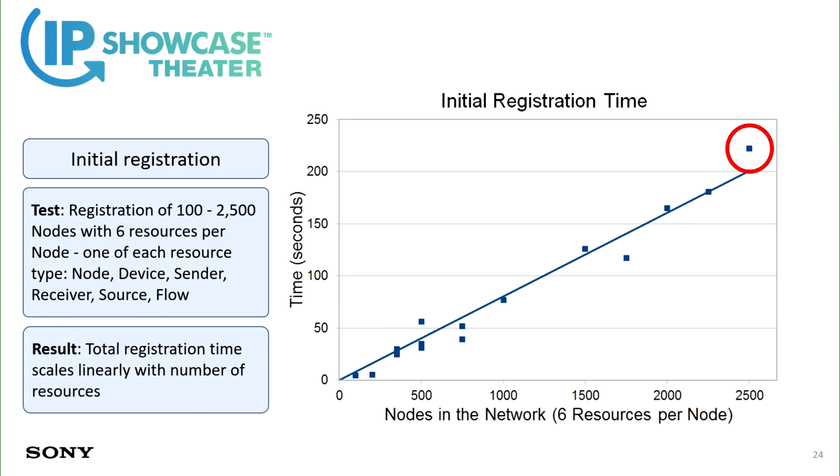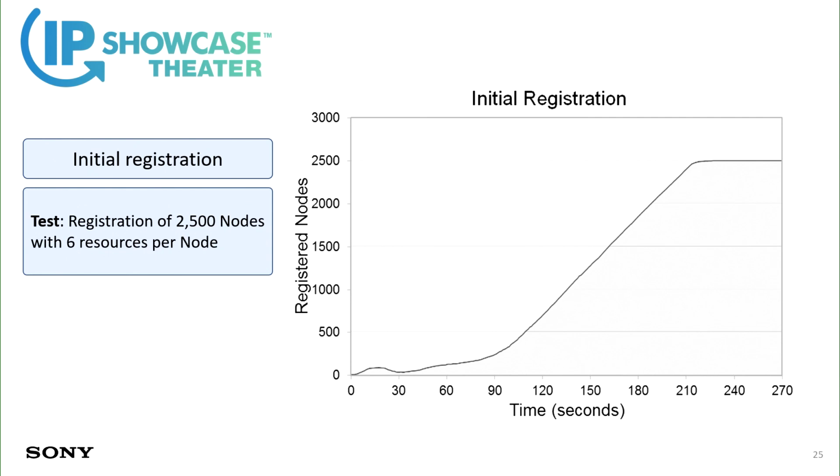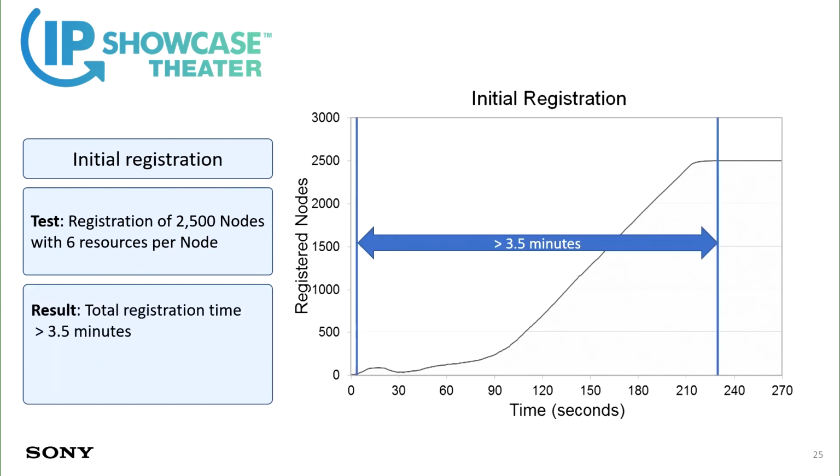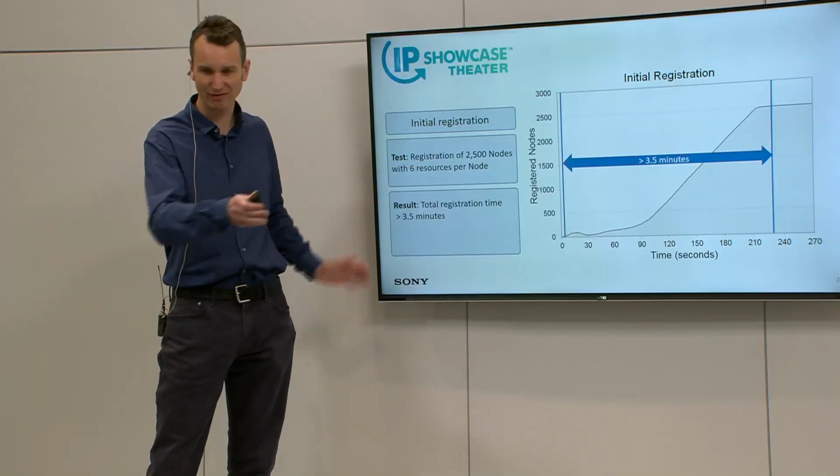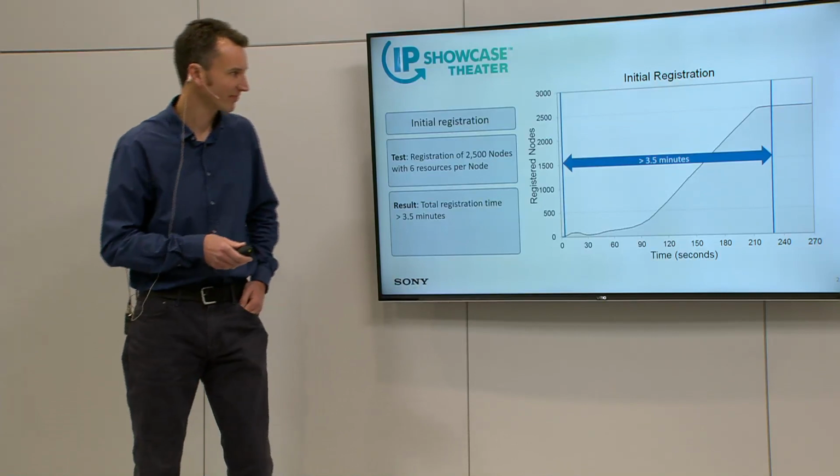We then looked at the particular result with the maximum number of nodes there to see the pattern of registrations over time. So with 2,500 nodes, 6 resources per node again, that's 15,000 resources, you can see the total time to register was just over 3.5 minutes. So this was from starting up your network to having everything registered on the registry.